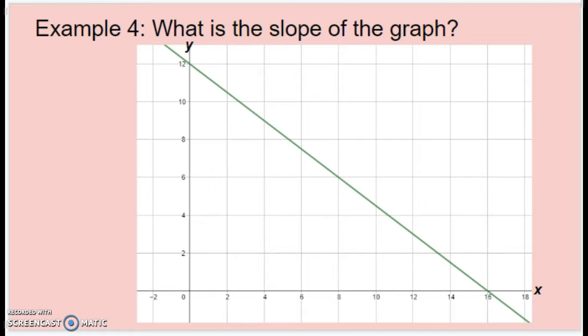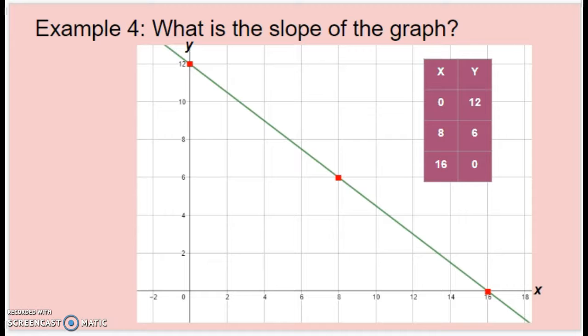I did want to talk about negative slope as well. As we take a look at this, we need to again identify clean points. How many clean points do you see? I see 3. Here they are. There's one up there at 0, 12. There's another, which is 8, 6. And a third one, which is 16, 0. If I take those ordered pairs and put them in a XY table, it looks like this.